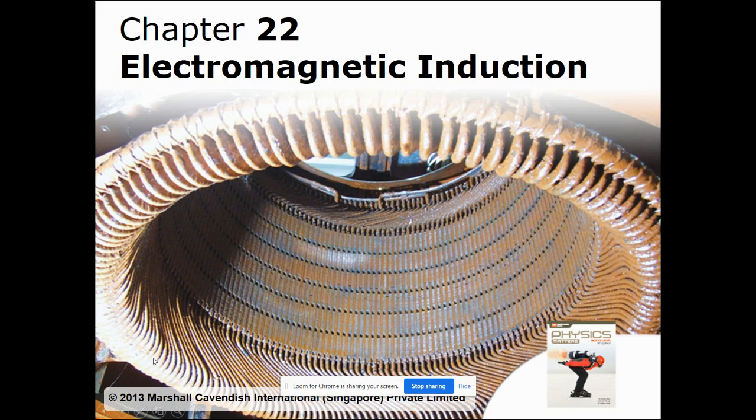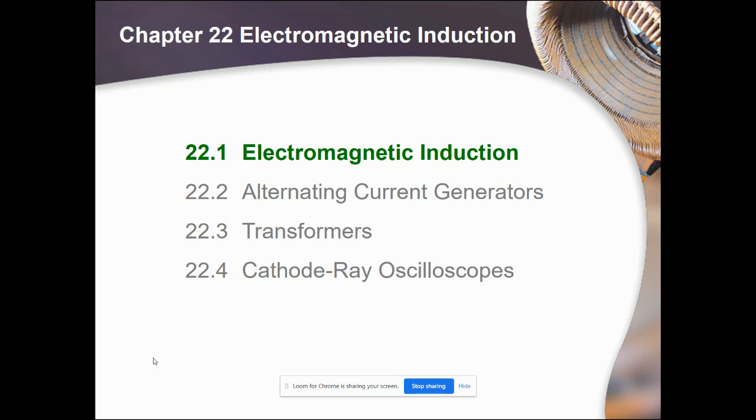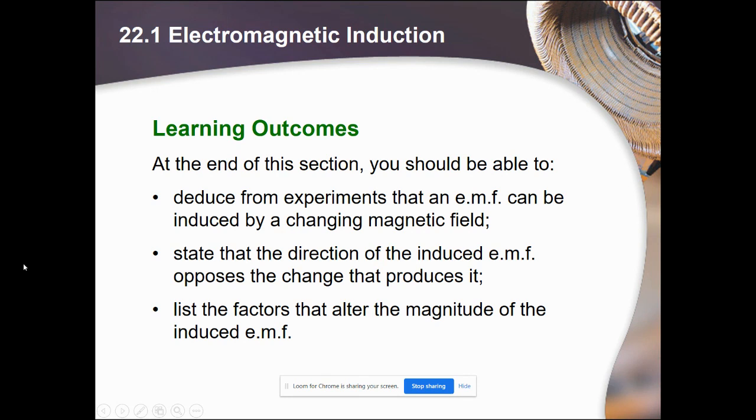Okay, so now we will move on to the last chapter, which is on electromagnetic induction. We'll be covering the first part, 22.1, which is on electromagnetic induction. At the end of this section, you should be able to deduce from experiment that an EMF can be induced by a changing magnetic field, which you have seen in the previous video.